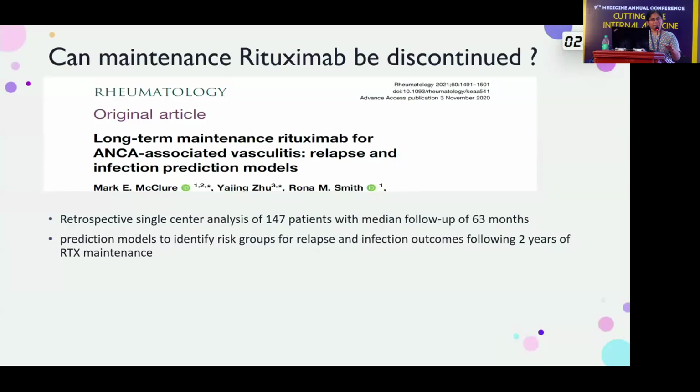I always feel the trial data has to be supported by real-life settings. So this is a very elegant retrospective single-center study of 141 patients by Ronak Smith's group. They tried to figure out the prediction models which identify the risk for relapse, and also the risk for infections at 2 years, meaning to say, who are the patients who will benefit from the extended dose.